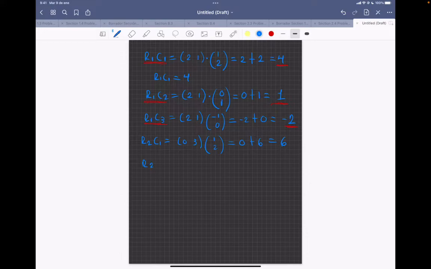Row 2, column 2 is row 2 in the first matrix, 0, 3, times column 2 in the second one, that is 0, 1, element by element, 0 times 0 is 0, plus 3 times 1 is 3, so we have 3. And finally, row 2, column 3 is 0, 3, column 3 is negative 1 and 0 in the second matrix, so 0 times negative 1 is 0, 3 times 0 is 0, and we have 0 here.